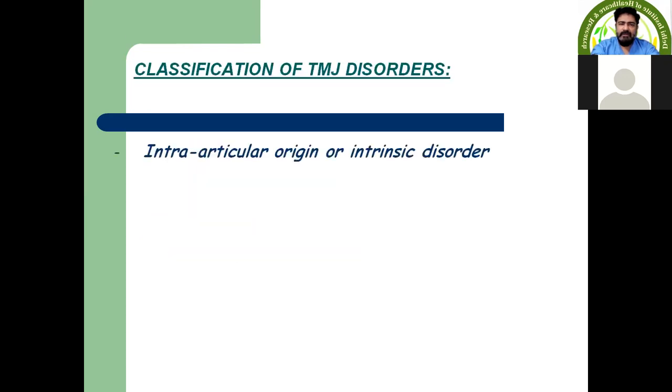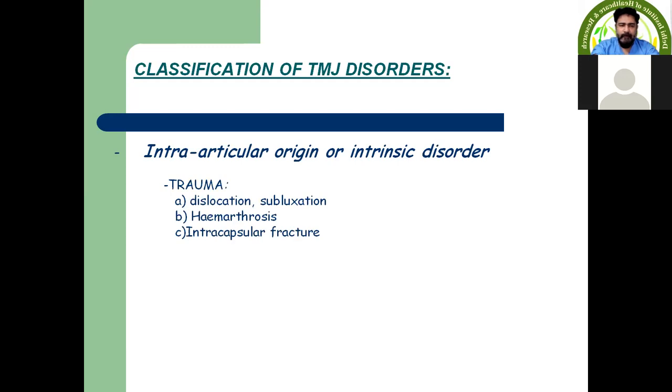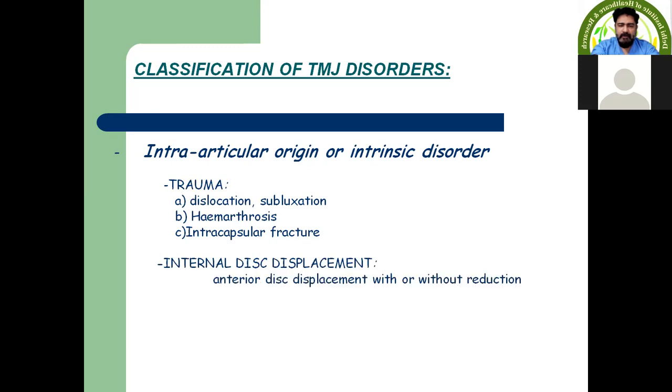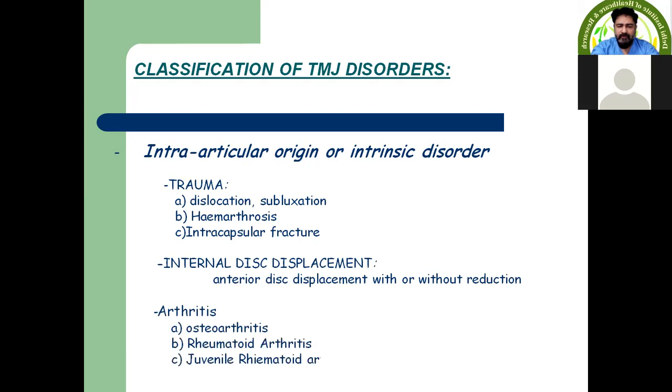Now, what are the various TMJ disorders? First is intra-articular origin or intrinsic disorders, such as trauma, dislocation and subluxation, hemarthrosis, intracapsular fracture, then internal disc displacement with or without reduction, arthritis, osteoarthritis and rheumatoid arthritis, juvenile arthritis, infectious arthritis.